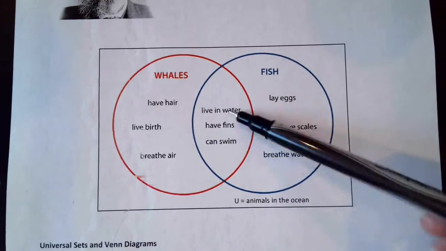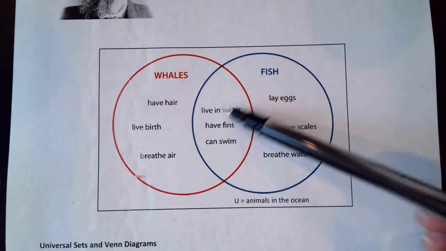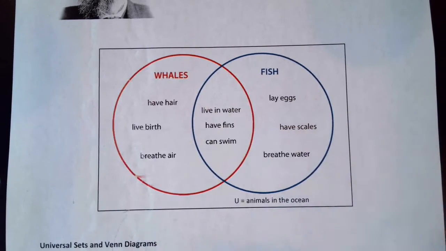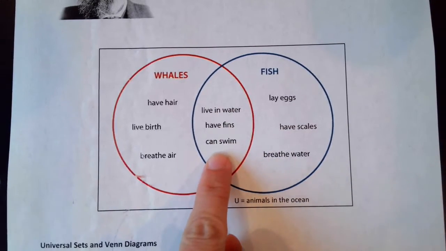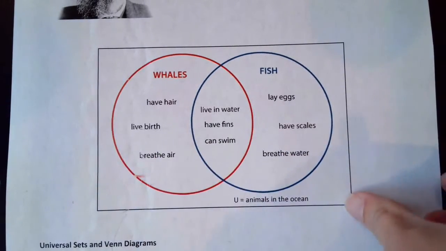And what you have in between right here where the 2 circles overlap are characteristics of both whales and fish. So this helps you visualize what things have in common, which is where the circles will overlap, and what they don't have in common, which is out here where they don't overlap.